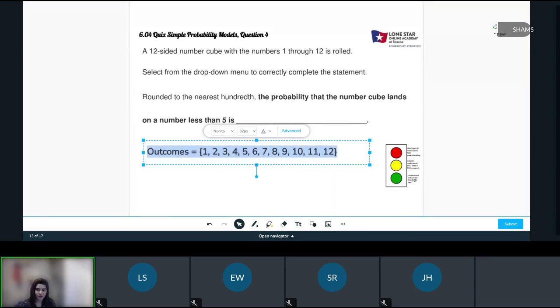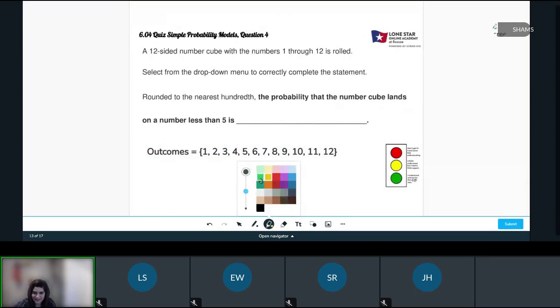We want the probability that the number cube lands on a number less than 5. A number less than 5. Let's see. That means we're looking at a number that is 1, 2, 3, and 4. Because these are numbers less than 5. Shamir, very good. There are altogether 4 numbers less than 5. So 4 out of 12. 4 out of 12 is actually a third.